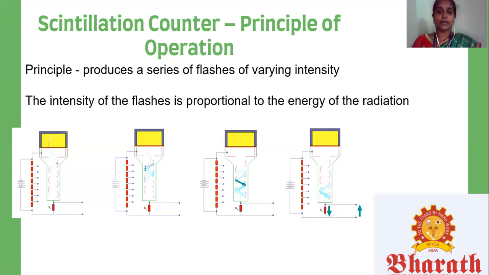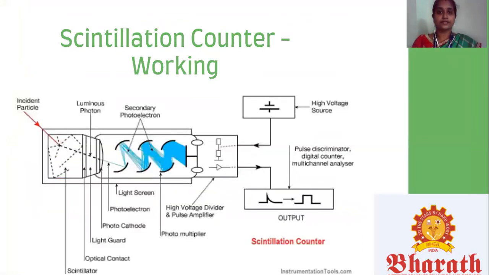The primary signal is multiplied, and this amplification continues through the 10 to 12 stages. At the final dynode, sufficient electrons are available to produce a pulse of sufficient magnitude for further amplification. This pulse carries the information about the energy of the original incident radiation. The number of such pulses per unit time also gives information about the intensity of radiation.